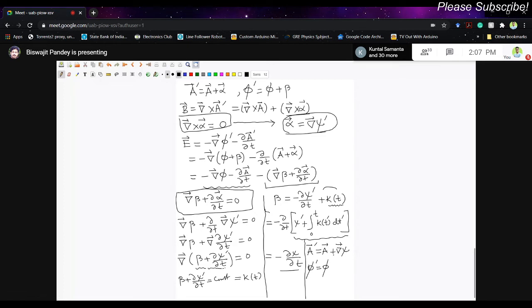So you have to choose a gauge potential and take the gradient of that, which is a vector function, to the existing vector potential. Simultaneously, remember, you cannot do one without the other, you have to subtract the time derivative of that from the scalar potential. So this is called gauge transformation, general gauge transformation.